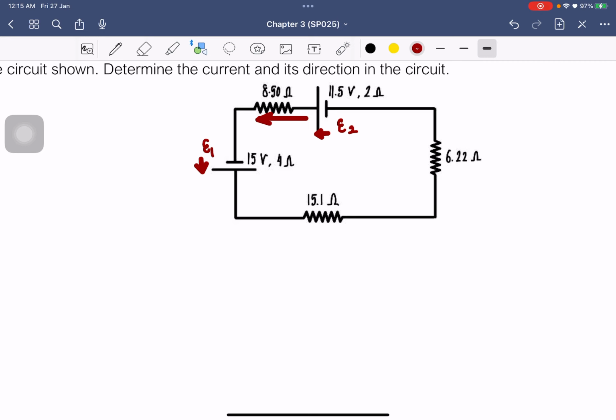Kita start dari EMF number 2. Ikutlah kamu mau letak di EMF 2 ka, EMF 1 ka. Basically, I'm going to do this one from EMF 1 sebab saya punya current start dari that cell, okay? And then the current goes here. So they basically have the same value of current sebab they are all connected in series. So it's just going to be I, this is I, this is I.